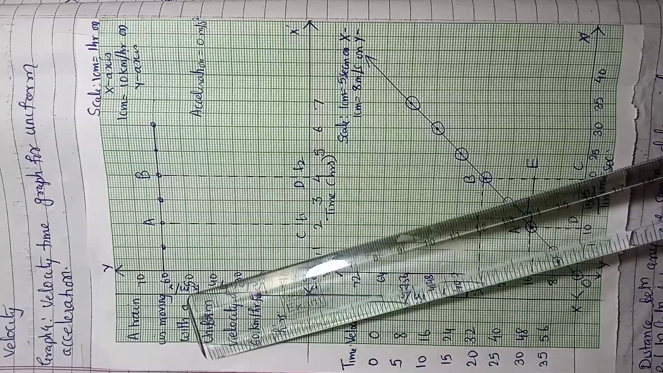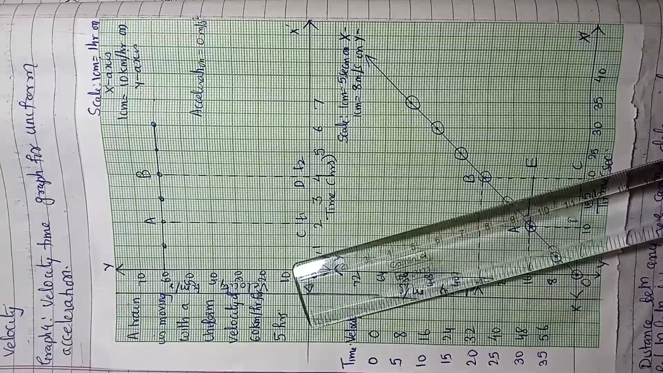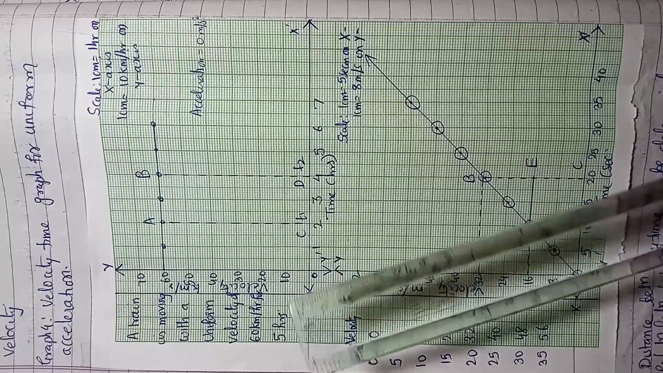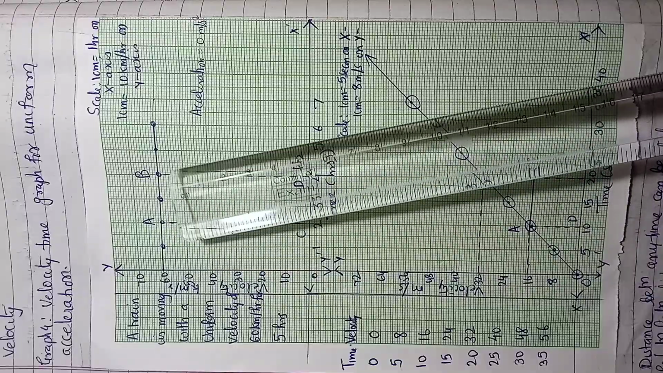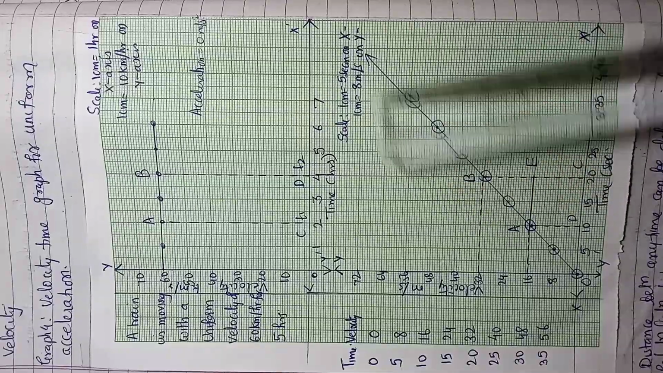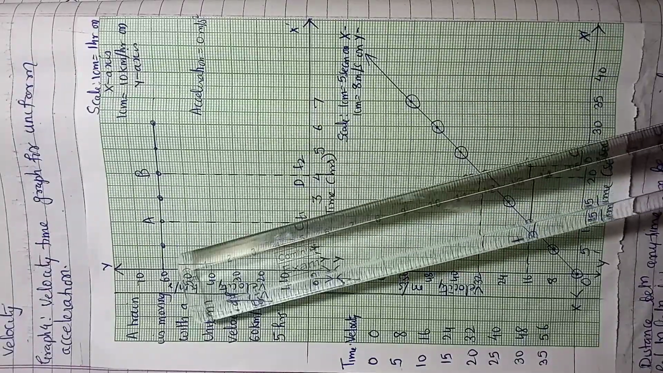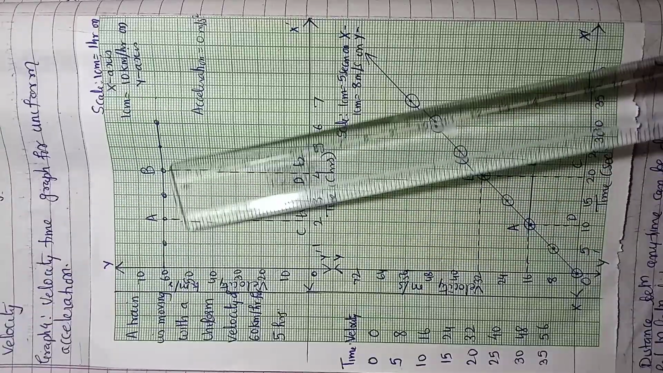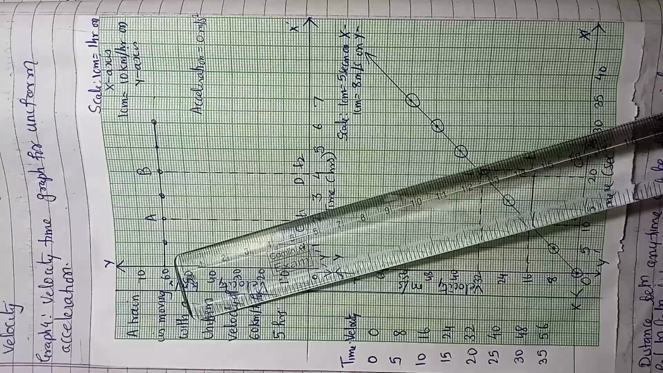Here a train is moving with uniform velocity at 60 km per hour for 5 hours. That means every hour, with a speed of 60 km per hour, it moves for 5 hours. And therefore you can see the graph is a straight line, a linear line, not from the origin but from 60.